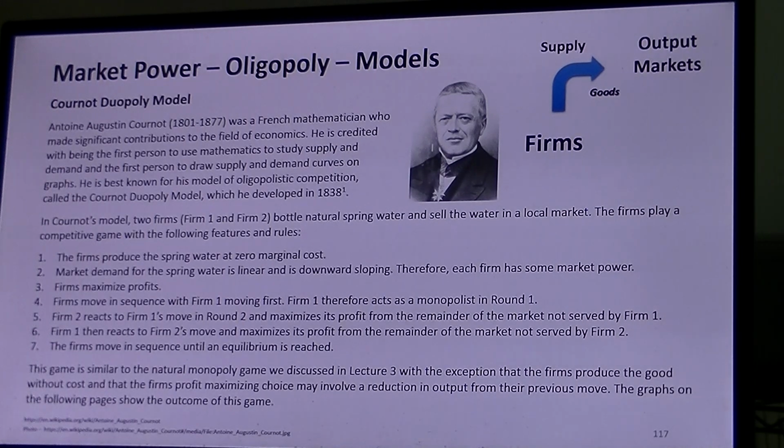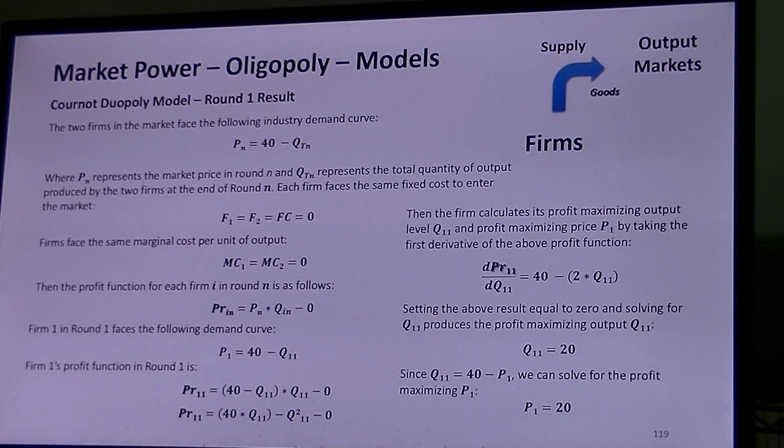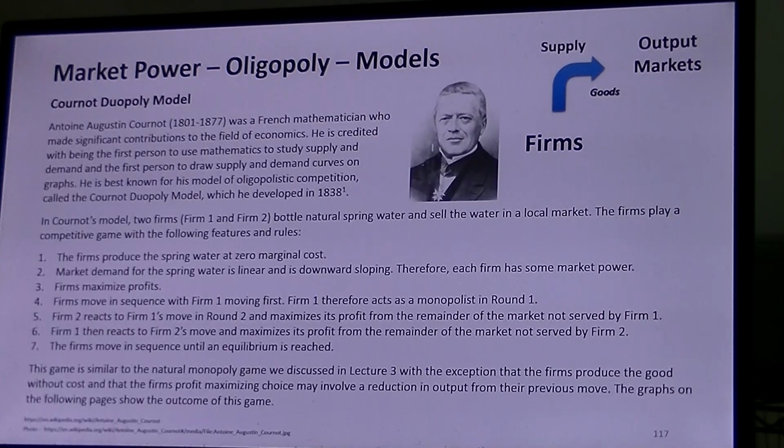Also, I think this model basically has a zero fixed cost. So he's also assuming a zero fixed cost and a zero marginal cost of production. Let me just make sure about that. Yes, that's right. The fixed cost is zero, and that's an important point here, and that's why we don't end up with a natural monopoly situation. It's because the firms produce the water with both zero fixed cost and zero marginal cost.